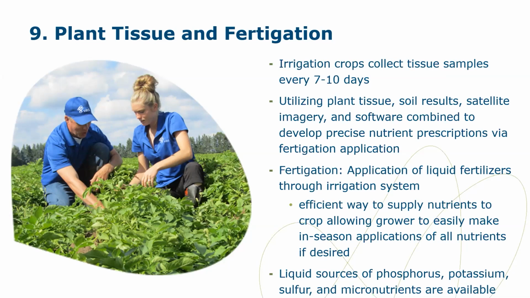applications. Fertigation is the application of liquid fertilizers through their irrigation system in an efficient way to supply nutrients through the entire growing season. There are liquid sources of phosphorus, potassium, sulfur, and micronutrients that are available for most crops. Adjustments are made each week after they get their tissue results while following the product labels.